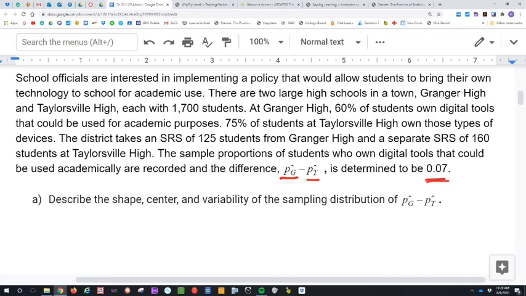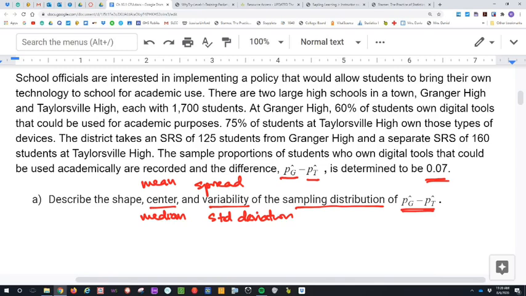So part A, describe the shape, center, and variability. Another word for variability is spread, so you need to consider the standard deviation. Center, we're talking about the mean. It could be median, but in this case, it will be the mean. And variability will be the spread, and we might be looking at standard deviation here, of the sampling distribution of this.